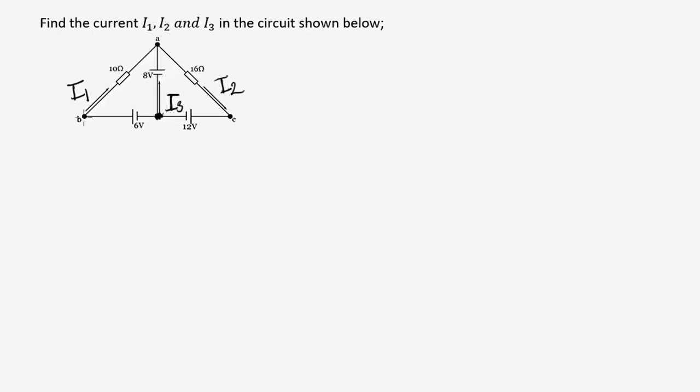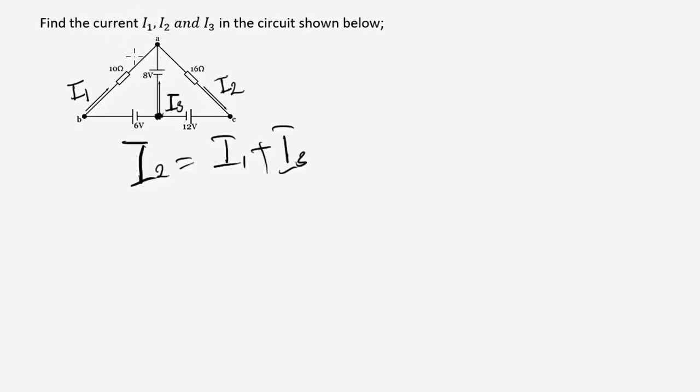So we have I1, I2, and then I3. From this we can generate our Kirchhoff's rule. Since this current is moving towards the point, this one is moving towards the point, and this one is moving away from the point, it means that I2, which is moving away from the point, is equal to I1 plus I3, according to Kirchhoff's rule.